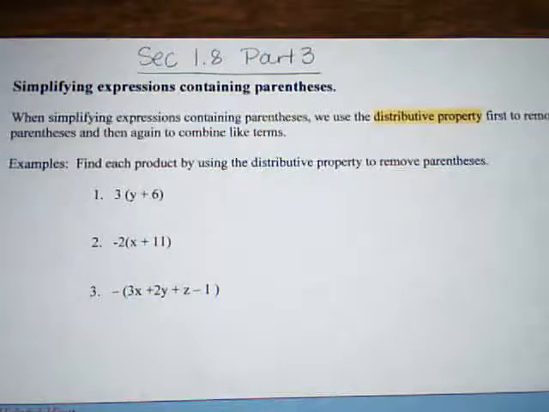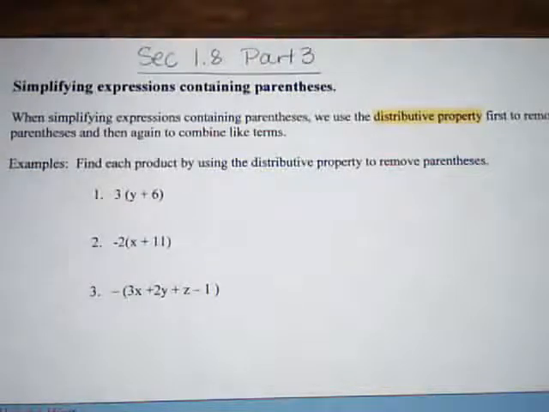Part 3 of Section 1.8 is on simplifying expressions containing parentheses. This is very similar to what we were just doing in Section 1.7 with the distributive property. When simplifying expressions containing parentheses, we use the distributive property first to remove the parentheses and then again to combine like terms. So here are some examples.